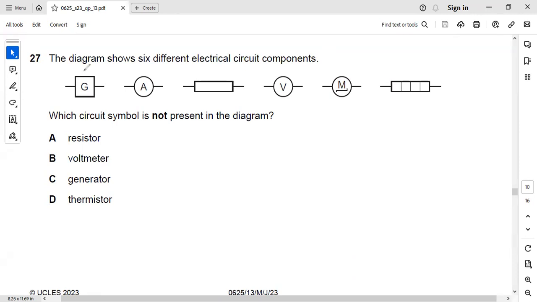Next, the diagram shows 6 different electrical circuit components. Which circuit symbol is not present in the diagram? Actually, this is the symbol for a generator and this is the symbol for an ammeter. This is the symbol for a resistor. This is the symbol for a voltmeter. This is the symbol for a motor and this is the symbol for a heater. Okay, heater is there, motor. Resistor is available. Voltmeter is also there. Generator is present here. So the symbol for a thermistor is not available. So the right answer is D.